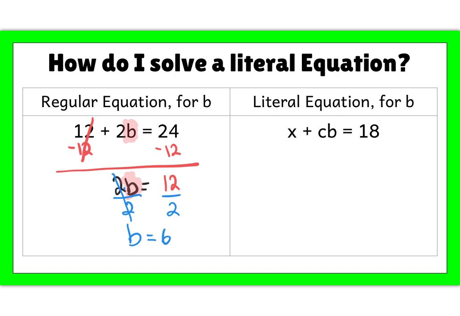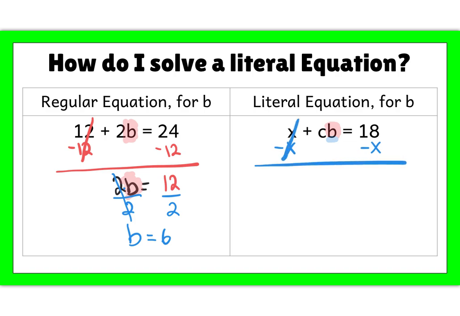Now, in my literal equation, I still want to solve for b, so that means I want to get rid of the x and the c. Because the x is not with my variable that I want, it is just hanging out by itself, I can consider the x as I would the constant. It is the letter that is not directly affected with the variable I want. So I'm going to subtract x. Because x was positive, I'm going to subtract to undo, and x minus x, no matter what the number is, will give me 0.